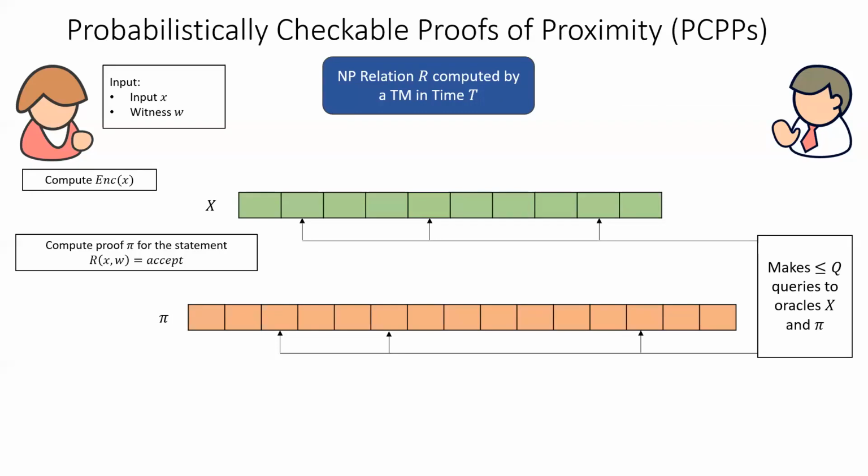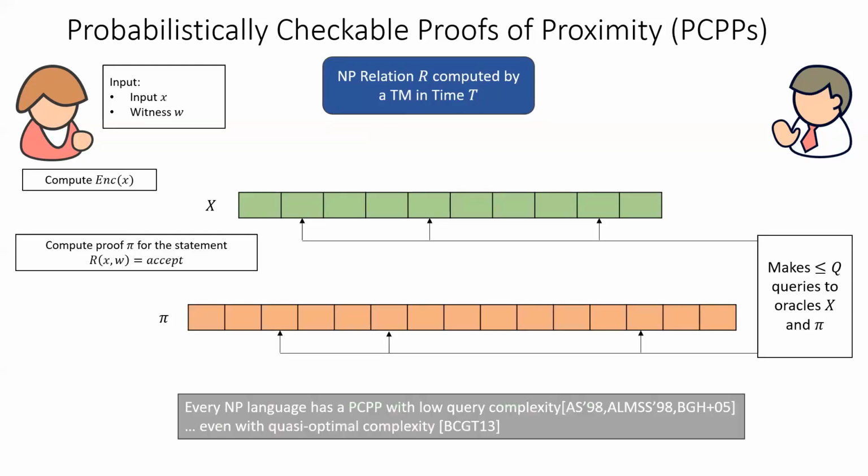Now, in this work, we make use of PCPs of proximity, which are similar to PCPs, except for the fact that here the input is not given directly to the verifier. In fact, we give an encoding of the input, and we give the verifier oracle access to this encoding. So the verifier then would make at most Q queries in total to X and pi, and then it will confirm the verity of the statement.